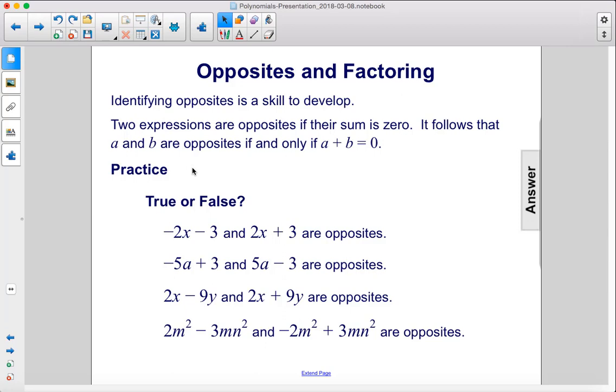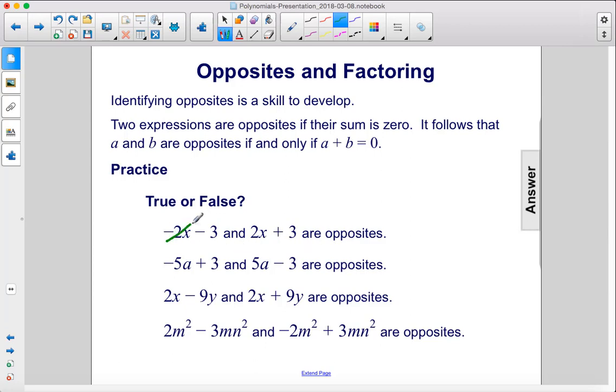Identifying opposites is a skill to develop. Two expressions are opposites if their sum is 0. It follows that A and B are opposites if and only if A plus B equals 0. Here's some practice. True or false? Negative 2x minus 3 and 2x plus 3 are opposites.